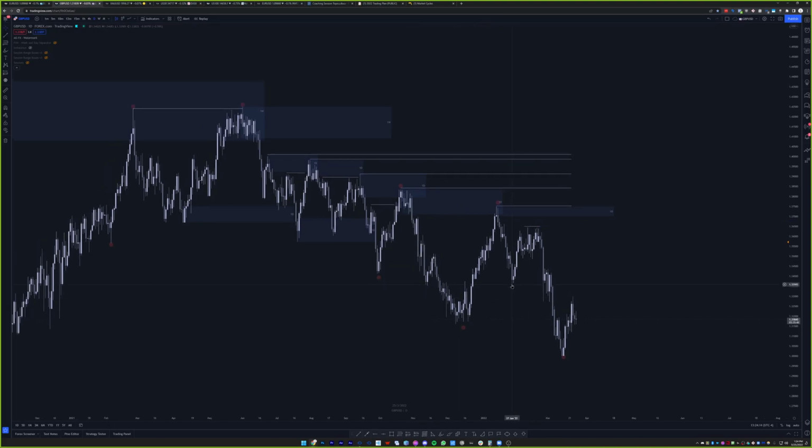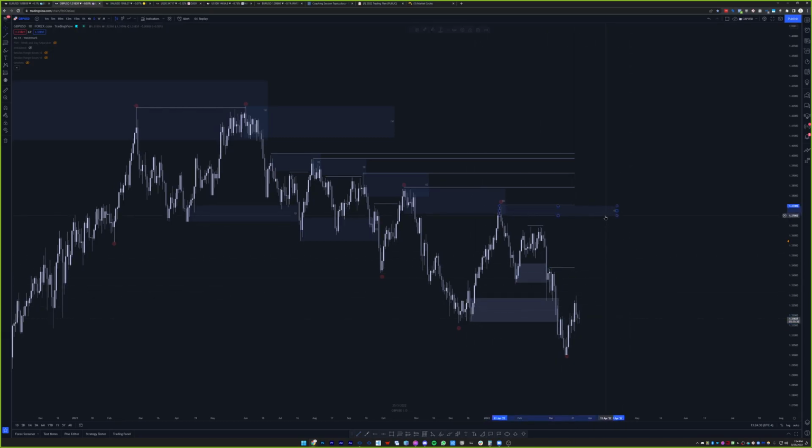Because look, it violated a major level of demand. In fact, it violated two major levels of demand, right? A substructural low and a major swing low, right? So, I mean, you could use this as a POI, right? Because, okay, sure, there's liquidity here if you want to justify it, but that really validates this larger swing point for me.